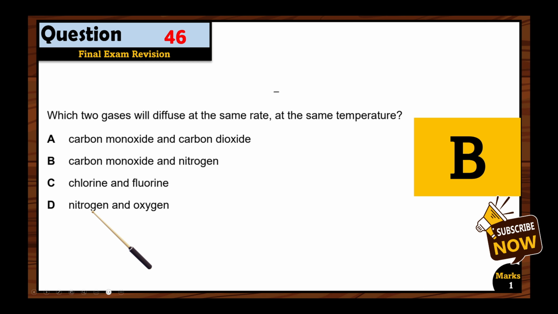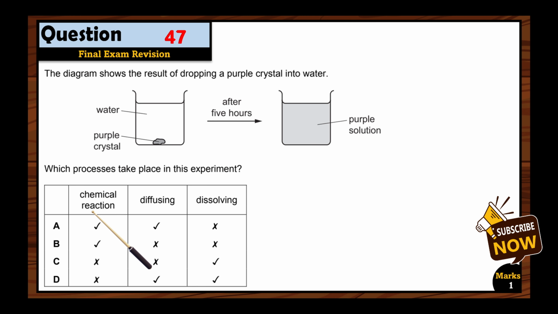Carbon monoxide and nitrogen have the same mass. So that's why they will diffuse at the same rate. Question number 47. The diagram shows the result of dropping a purple crystal into water.